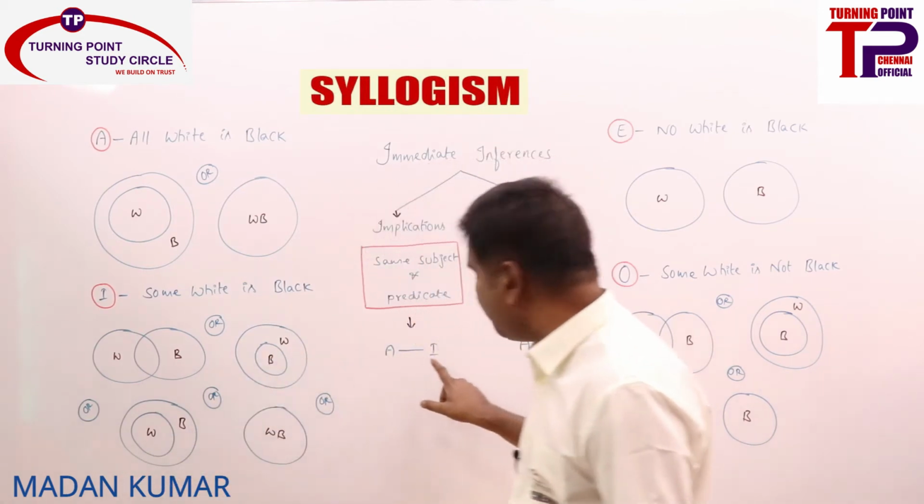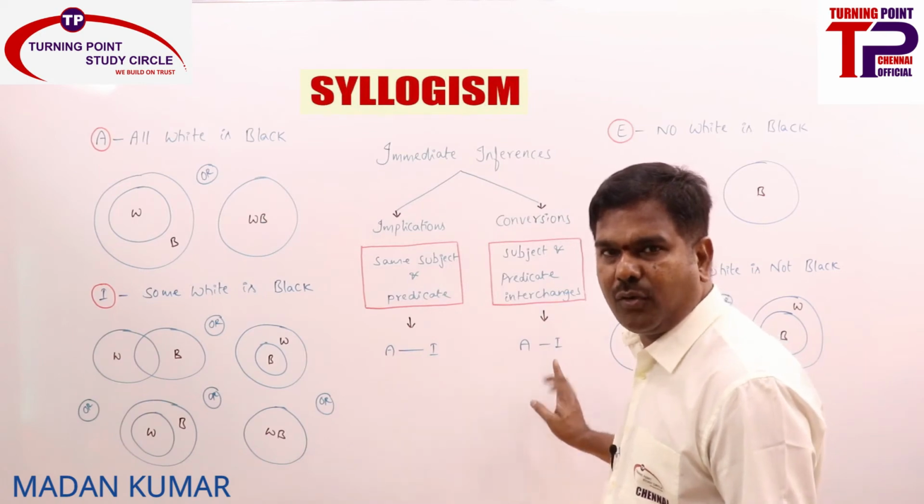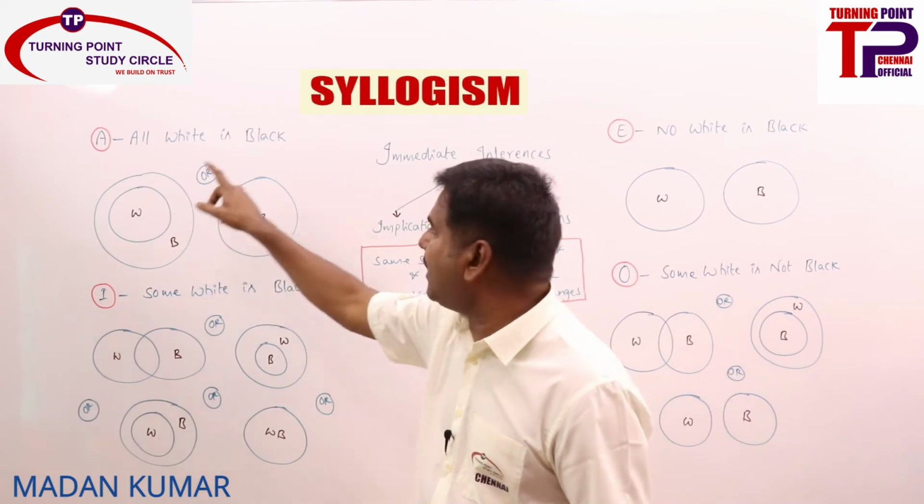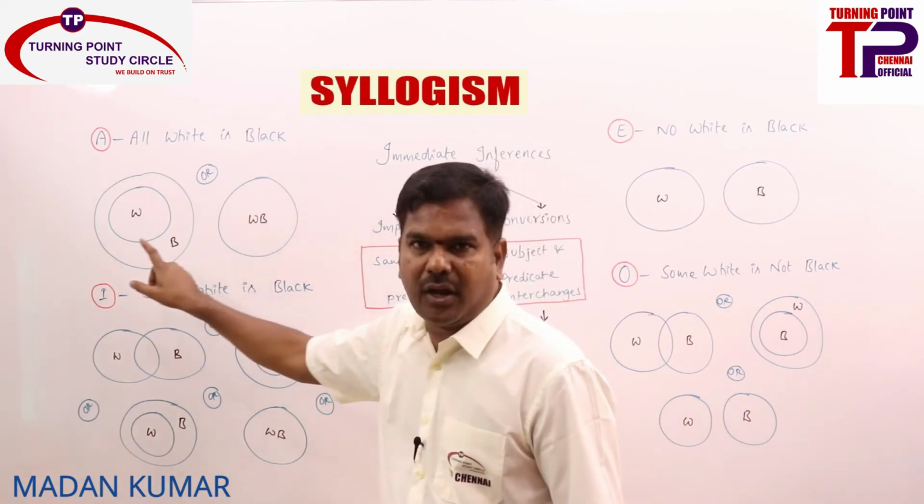But A is directly implied by I statement. A can be converted into I statement. A cannot be converted into A statement also. Why? Because all black is white is true here but not true here.